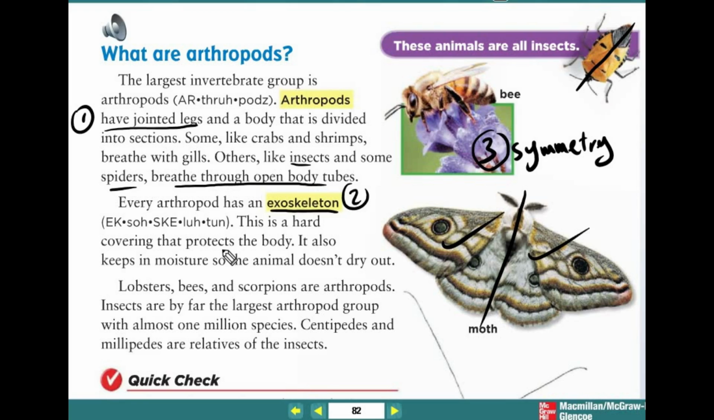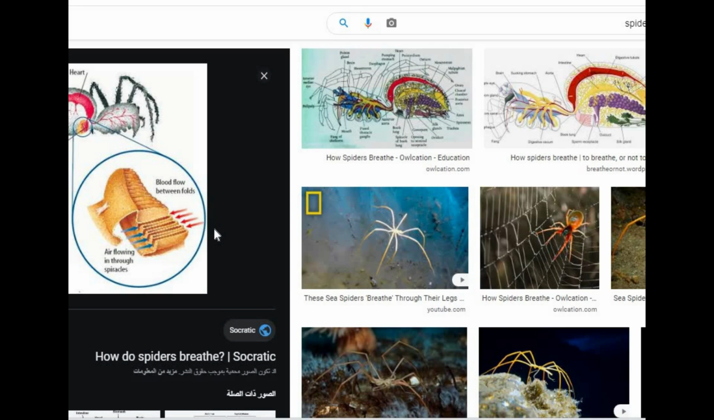and spiders. This is a simple example of a spider, and can you see that here we have some tubes on the body of the spider, and it can breathe through these tubes. The air can get in and out through these tubes, and most of the insects will be like that also. Okay, let's move to the arthropod groups.